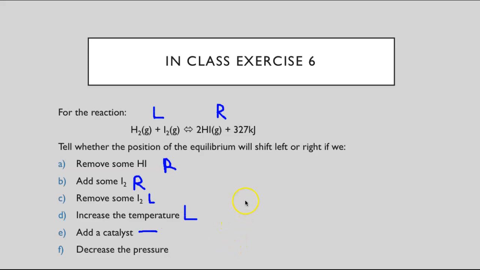And then if you decrease the pressure, it's going to go toward the side with the most gas particles, the opposite effect of increasing the pressure. But in this particular reaction, we have 1 + 1 or 2 moles of gas on one side, and we have 2 moles of gas on the other side. So changing the pressure is going to have no effect because you have an equal number of particles on both sides.